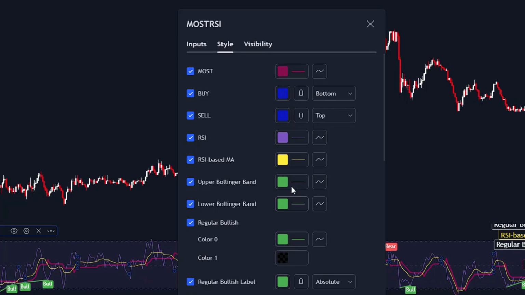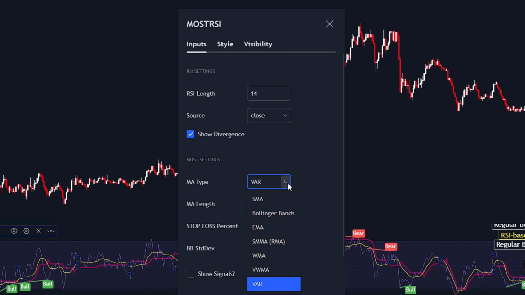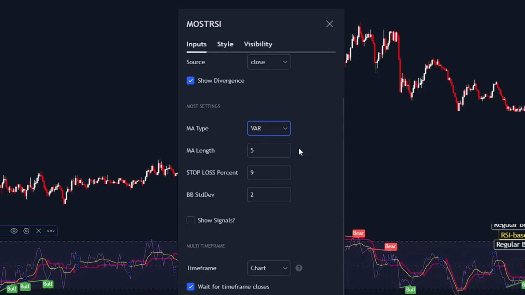Now let's tweak some settings. You can choose different types of moving averages or even Bollinger Bands, but I've found that the variable index dynamic moving average performs best.